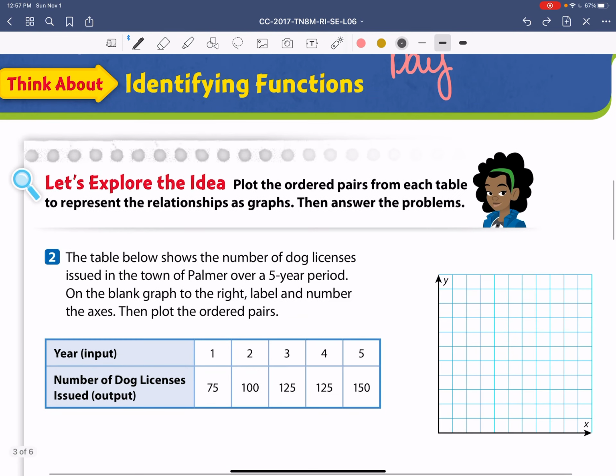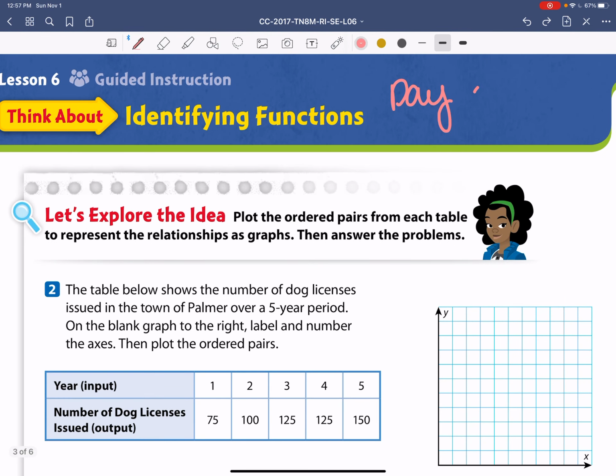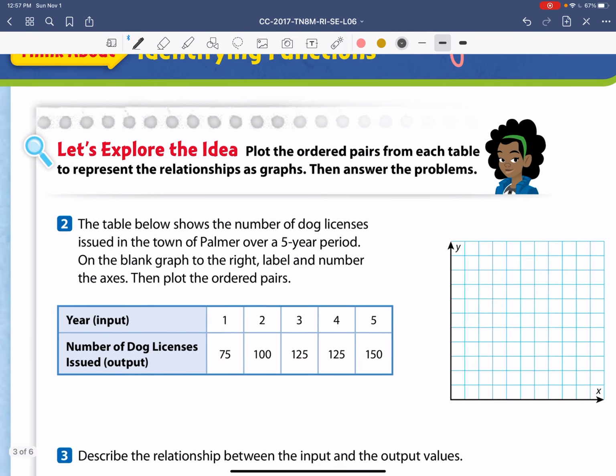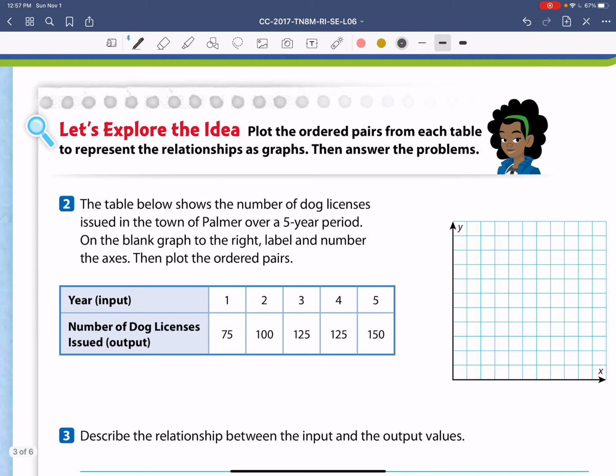All right, so day 2 for functions. We're identifying functions today. So let's explore the idea. Plot the ordered pairs from each table to represent the relationships as graphs. Then answer the problems. Number 2.